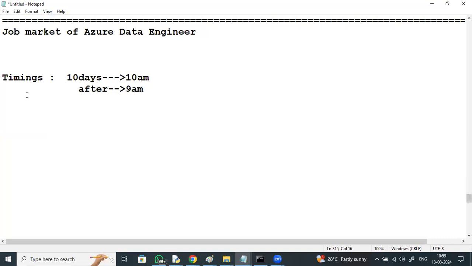So I'll say once again the timings of this batch. For the first 1 week, 10 days, it will start at 10 a.m. After 10 days, it will start at 9 a.m. in the morning. So before you go with the payment, just see the timings. For 10 days it starts at 10 o'clock. From the 11th day onwards, it will be at 9 o'clock in the morning.